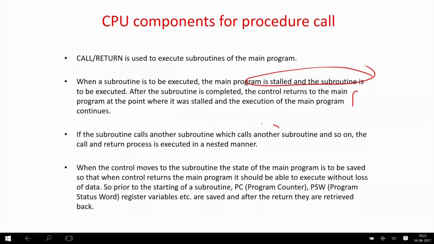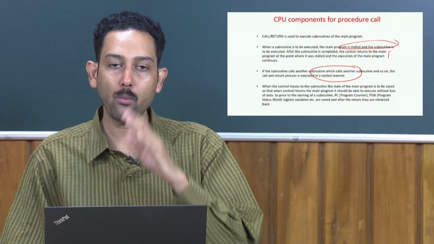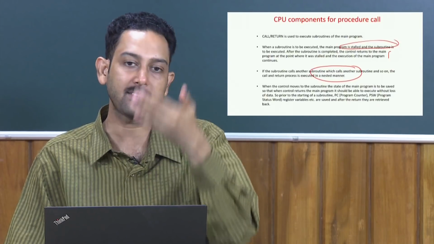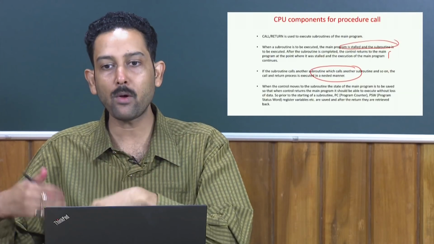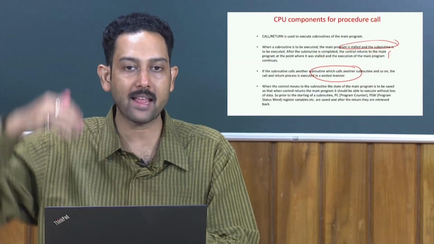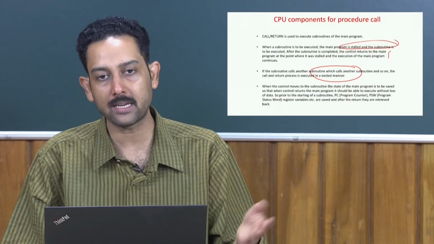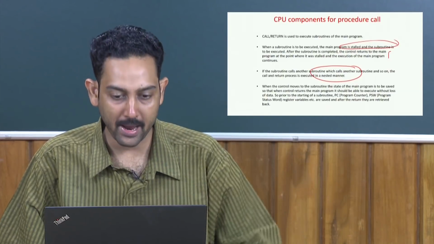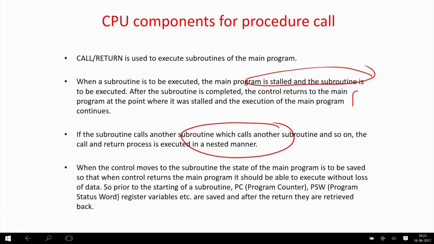If the subroutine calls another subroutine in a nested manner, then the storage of the program status word, the registers, and the PC will be done in a recursive manner, like a simple recursive function call, in a stack. So when A calls B, B calls C, C calls D, you put all the context in a stack, and whenever you finish one subroutine after another, you pop the corresponding program status word, registers, and PC in the return manner.